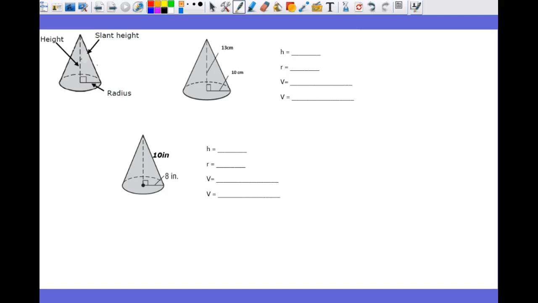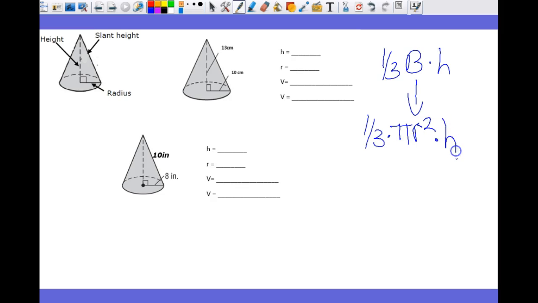All right. We're going to start with doing the volume of a cone. The volume of a cone is a very similar formula to the volume of a pyramid. It's 1/3 area of base times the height. But the area of base is special because it's a circle, so it's just pi r squared. So we can rewrite this as 1/3 times pi times r squared times h.